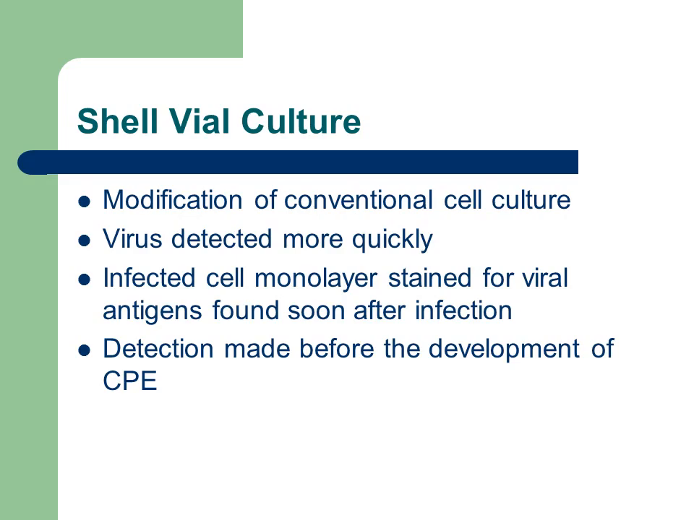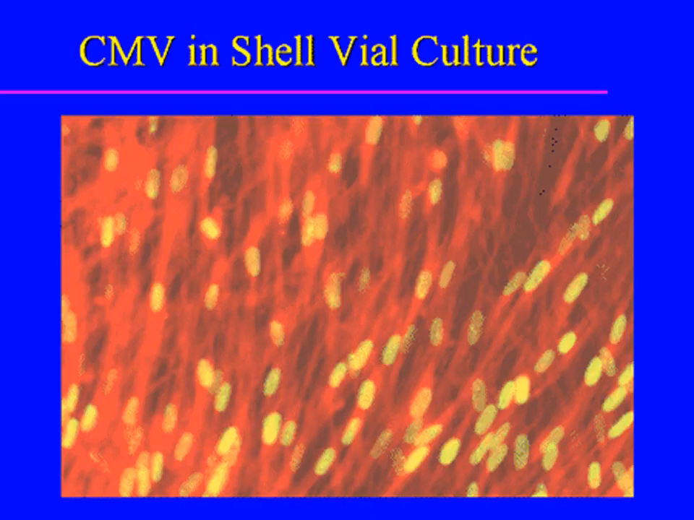So the thing that's nice about shell vial culture, some viruses don't actually generate CPE in infected cells for days, maybe even weeks. With the shell vial culture, it's an immunofluorescent stain, so you can actually identify the virally infected cells long before they actually develop the CPE. So it allows you to make a more rapid diagnosis. And here is cytomegalovirus in a shell vial culture where you can see the fluorescent organisms.